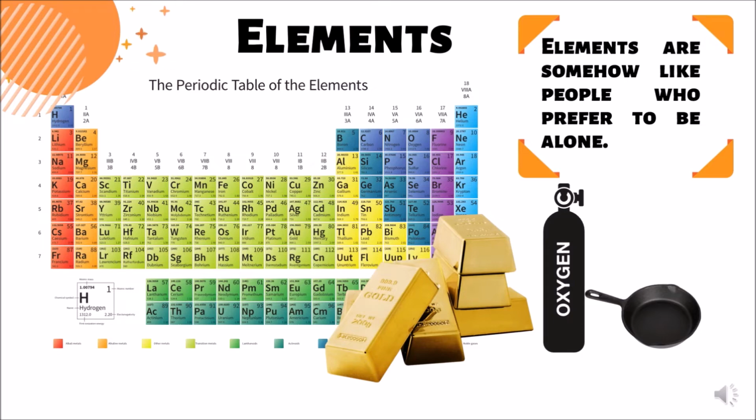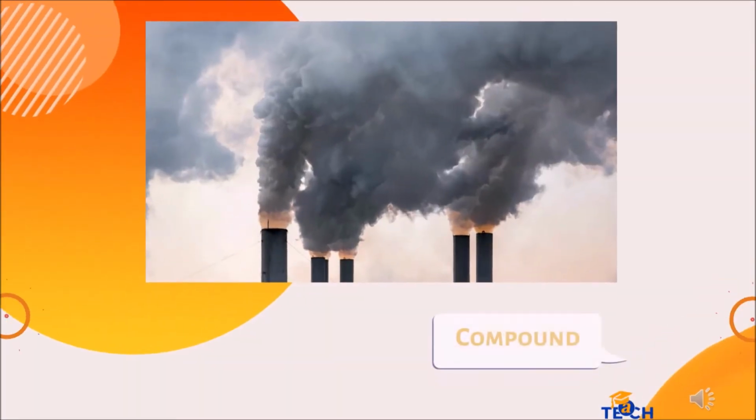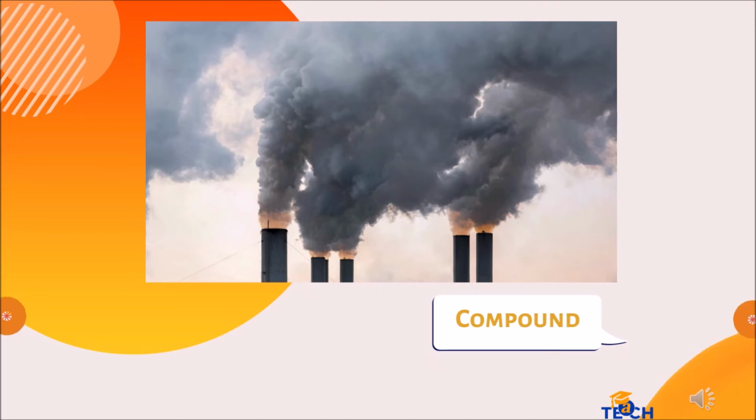Now, I think we're all familiar with the periodic table of elements. So this table simply shows you the elements found here on Earth. We have gold, we have iron, we have oxygen, so many elements we can see here on the table. Now that's all for elements.